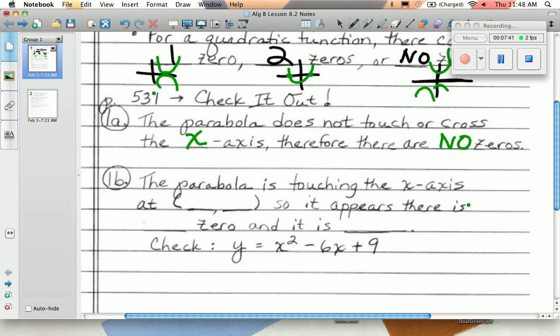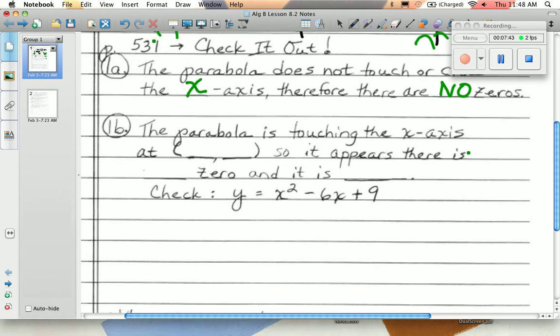Okay. 1b. What do you think it's going to be? 3. And what is it? 3. Okay, so the parabola is touching the x-axis at the ordered pair 3, 0. That's its x-intercept. So it appears the zero is 3, and it is 3, yeah.